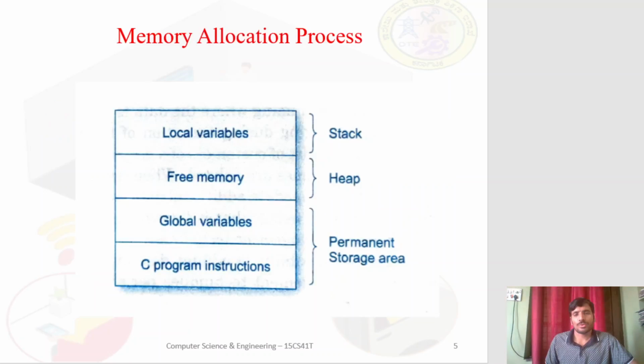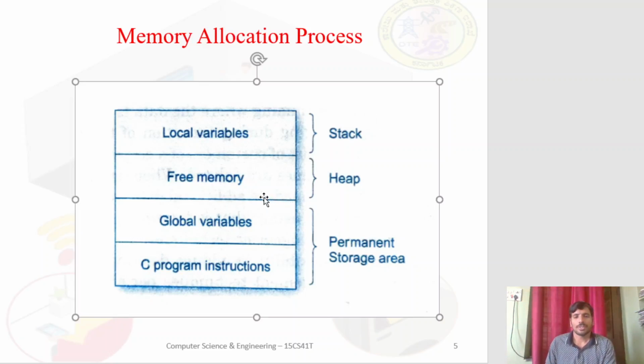So here is the process of memory allocation or dynamic memory allocation. You see this diagram, memory allocation process, what it contains. This diagram contains local variables, free memory, global variables, and C program instructions.